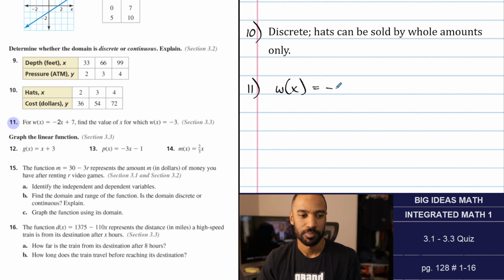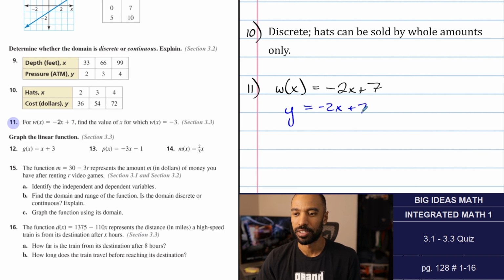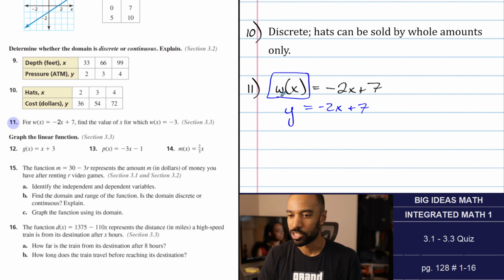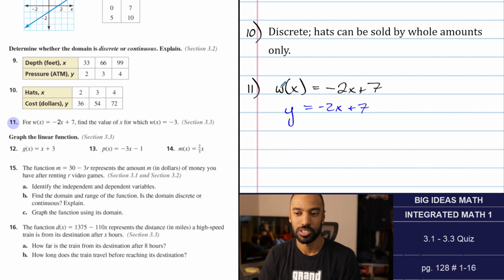It's just another function. This says to us, y equals negative 2x plus 7. I just wrote y because I was going to say the letter y. That's all it means. We're saying out loud w of x. No, that's not w times x. That says w of x. W is a function of x. And it's the same thing as y equals. Keep that in mind for any function notation that we do.